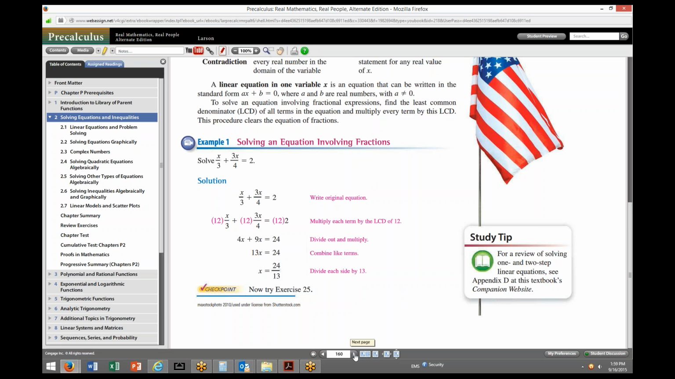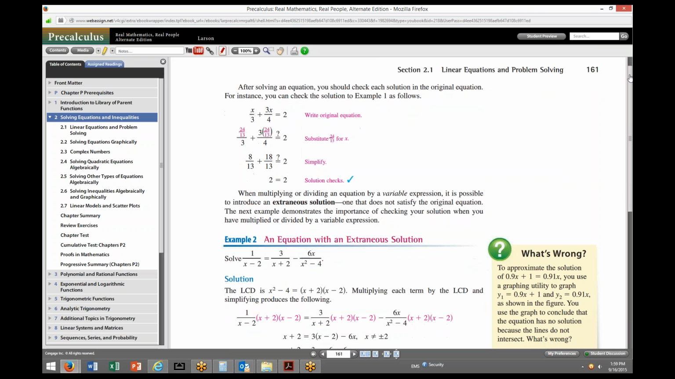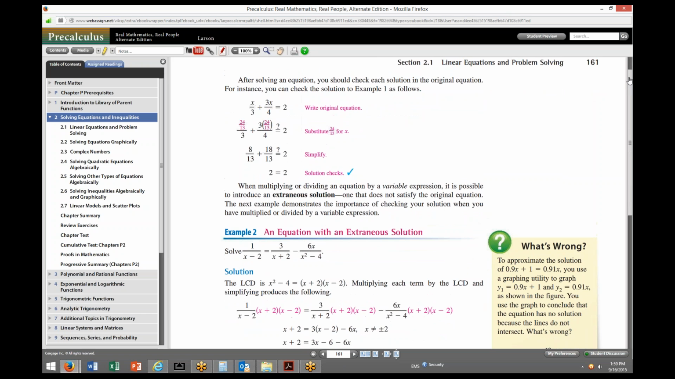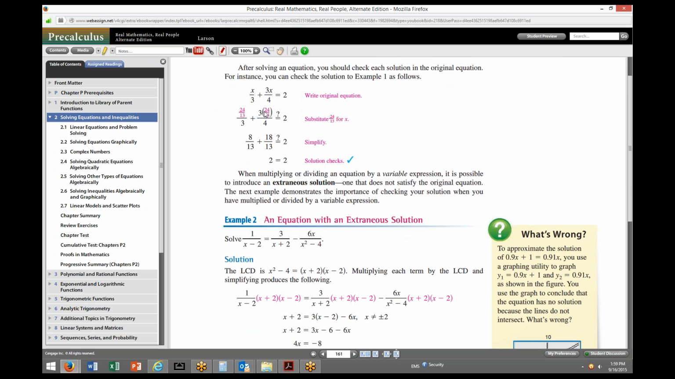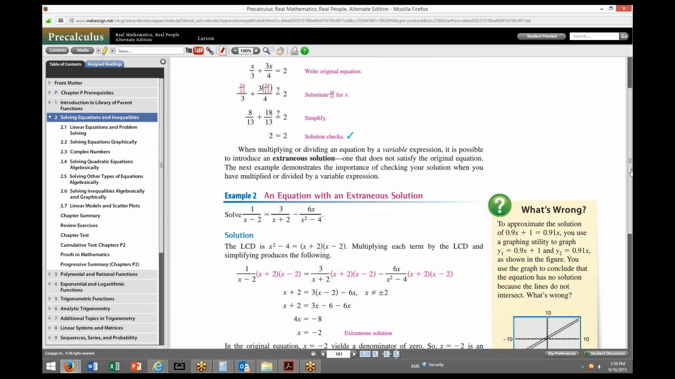Let's look at an example of what I'm talking about now. Right here on the top of the next page, they actually do go through what I just went through with you. Here it is, checking that previous problem. Now, extraneous solution, which you see in bold right there, that's the next point I want to address.